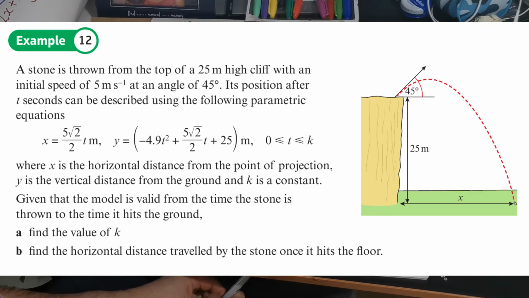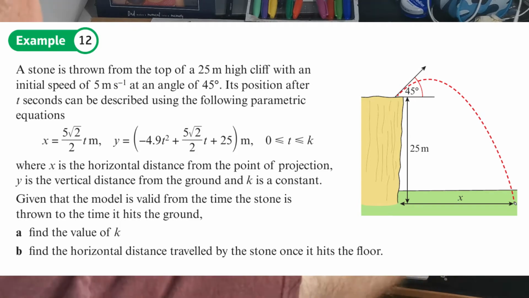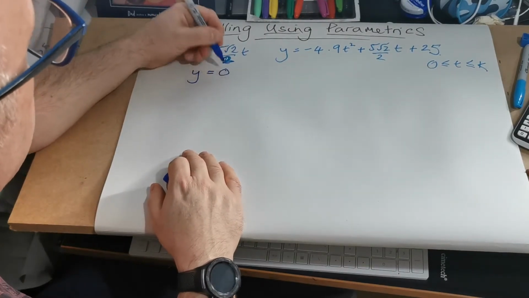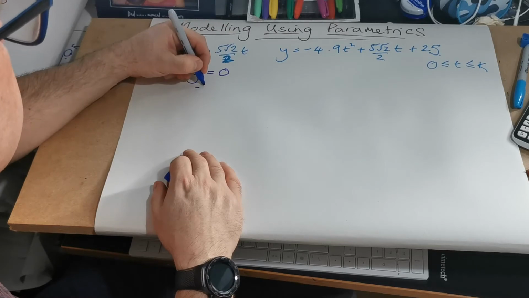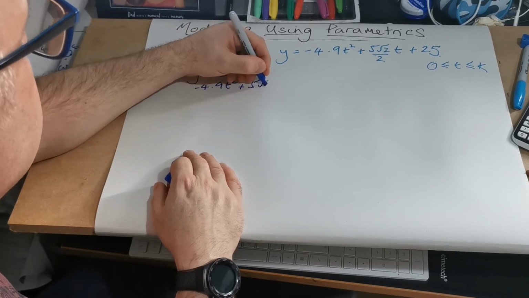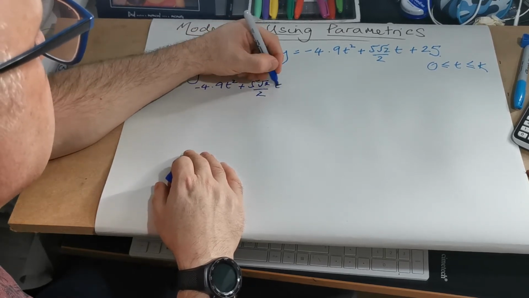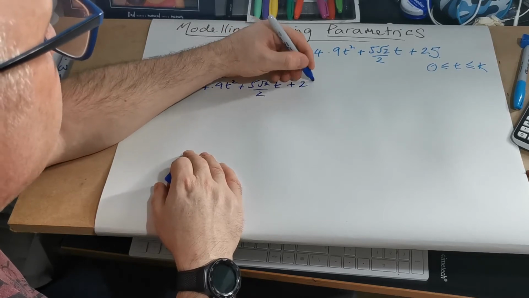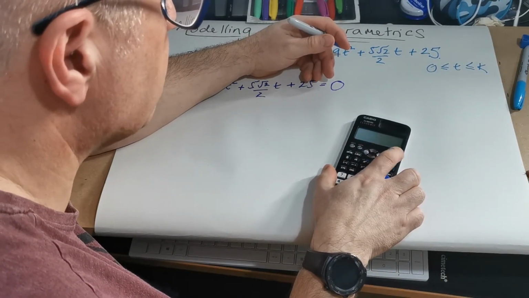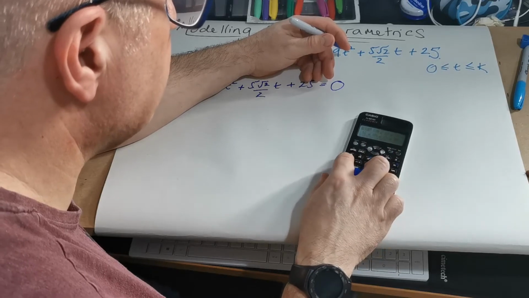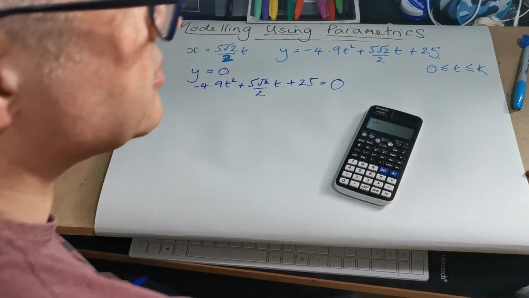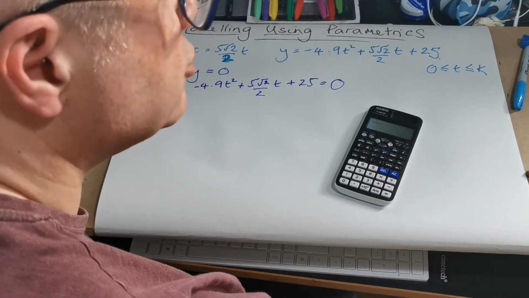Now our first question says, given that the model is valid from the time the stone is thrown to the time it hits the ground, find the value of k. Well, if it hits the ground, then y equals 0. It's got no vertical distance. So from that I can say that minus 4.9 t squared plus 5 root 2 over 2 t plus 25 equals 0. And I went straight to my calculator and went for menu A, and 2 for polynomial and 2 for quadratic. But I'm sure you're used to using that on your own.